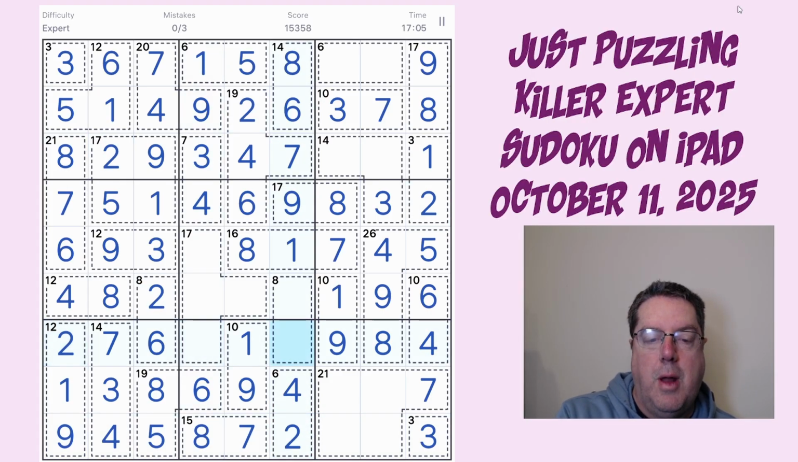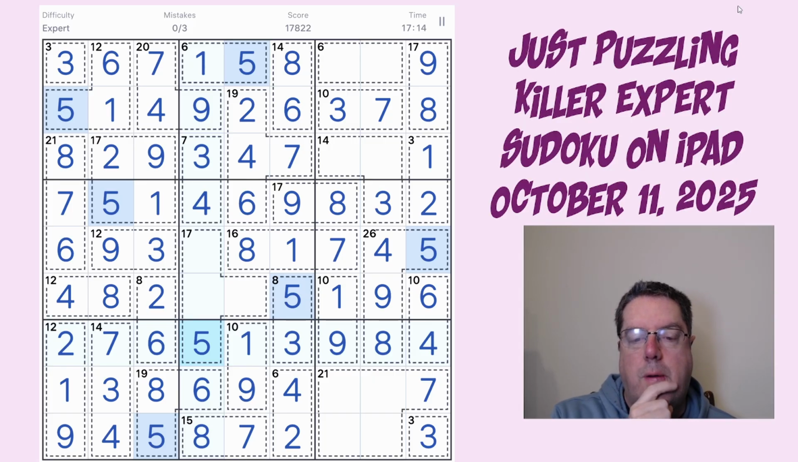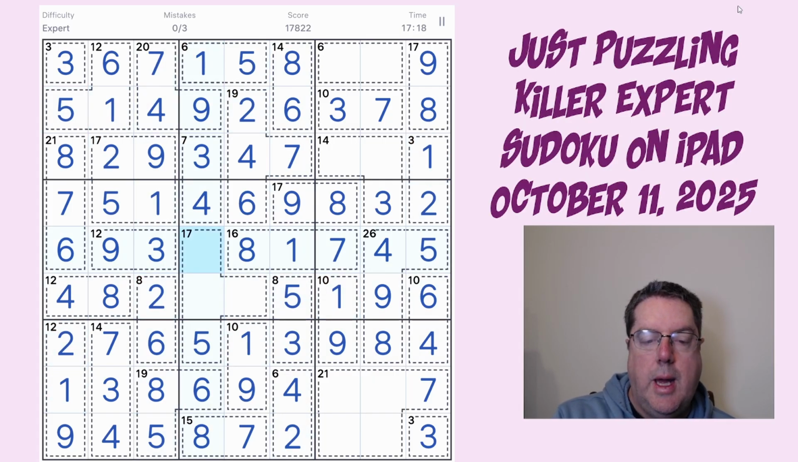Still 3 and 5. No, 3 can't be there, so this is a 3. This is a 5. I need a 5 in here. Alright, so 5 and 6 there. So 1, 2, so 2 is there. 3 can't be there, so that's a 3. So that's 10, that's got to be a 7.